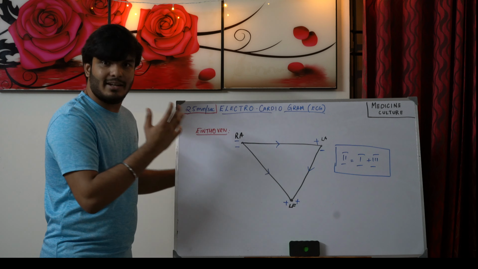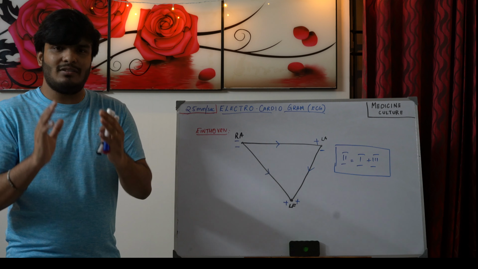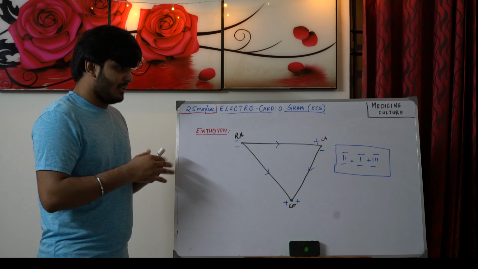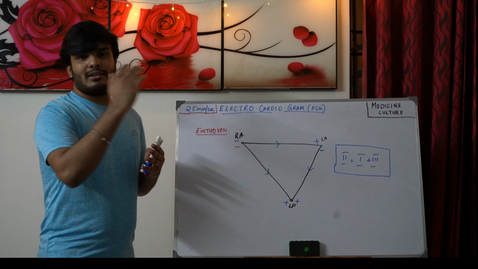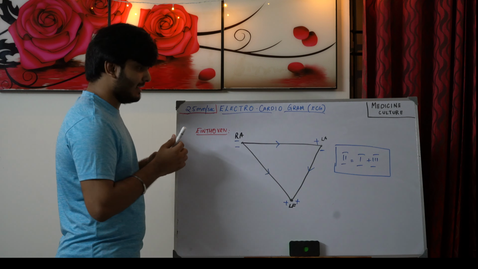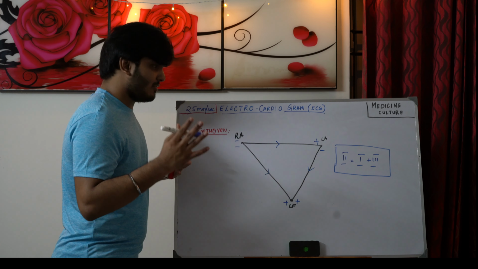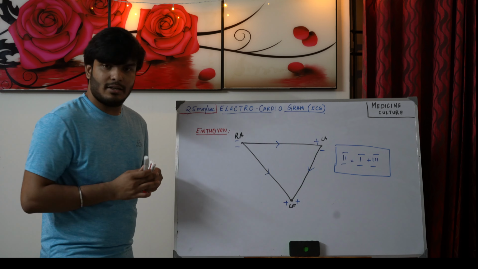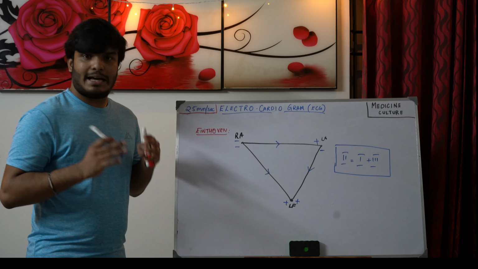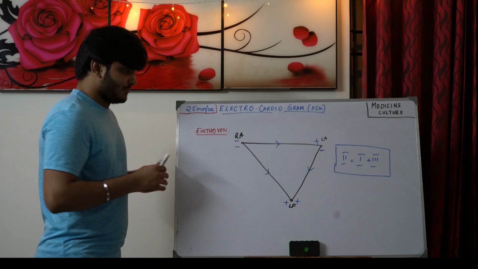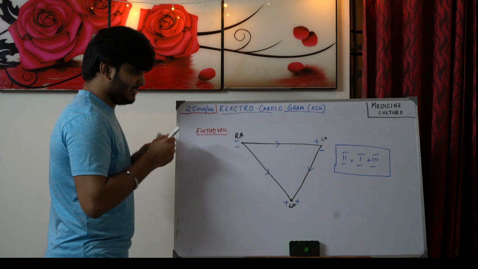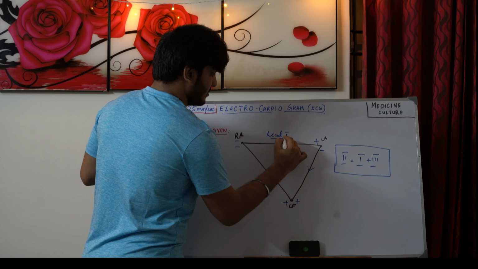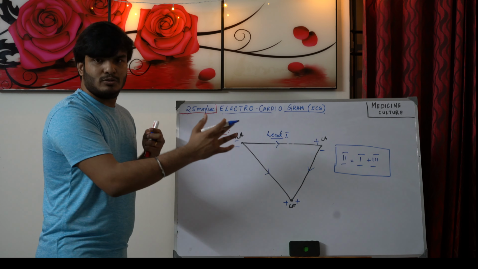On placing these three bipolar leads in this fashion, a potential difference is created, and due to this potential difference, there is a passage of current from one side of the lead to the other side. So lead 1 travels from the right arm to the left arm. You see the direction of the lead, the vector, from negative to positive. So from negative to positive, that is lead 1.